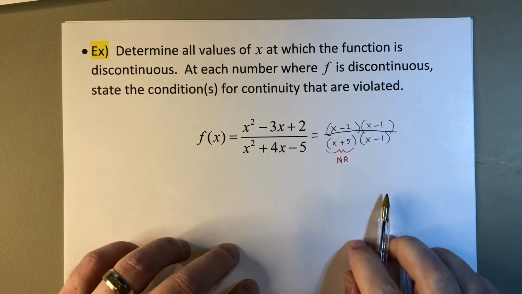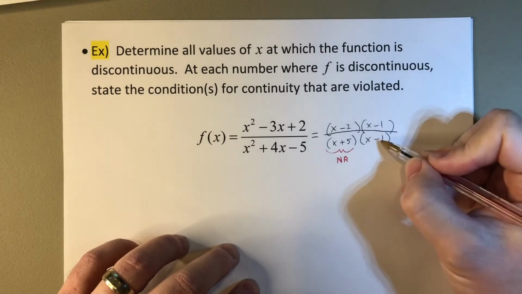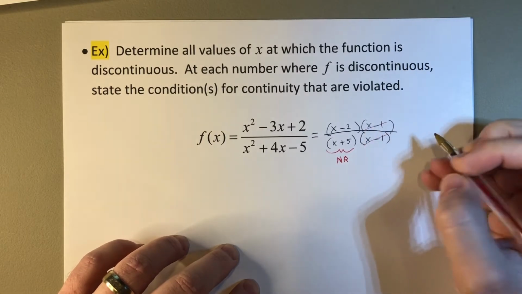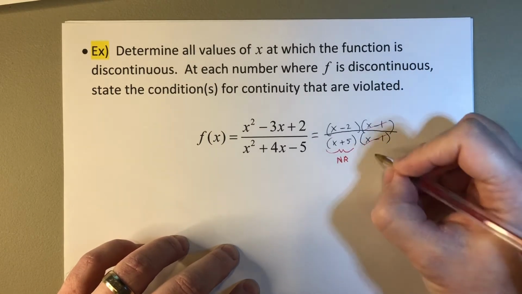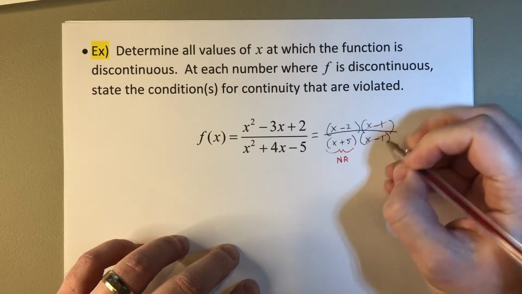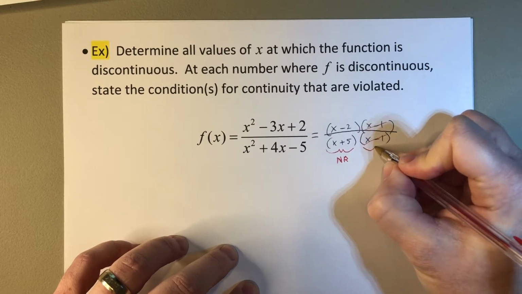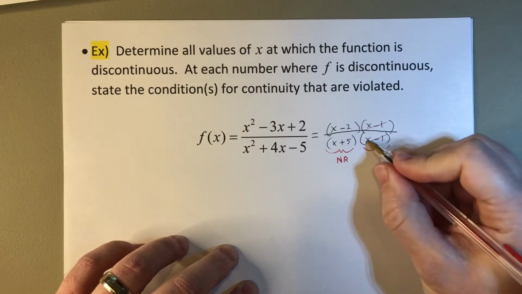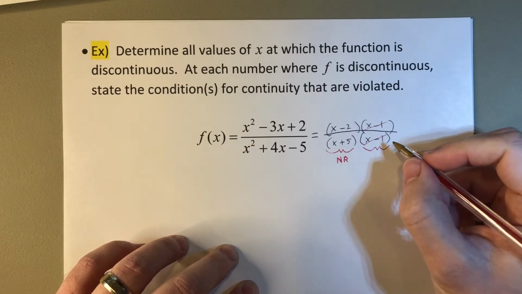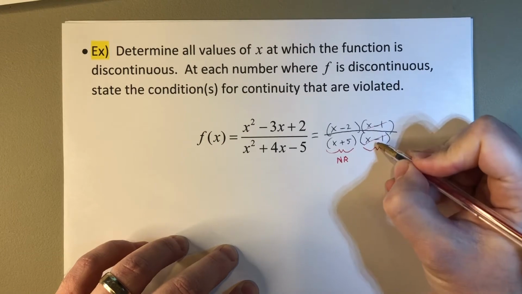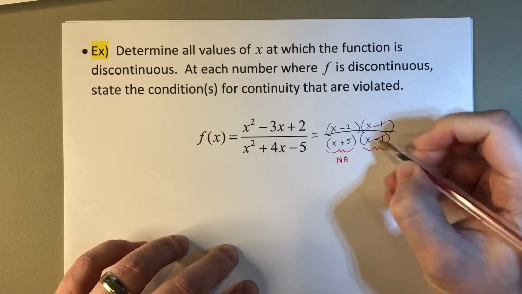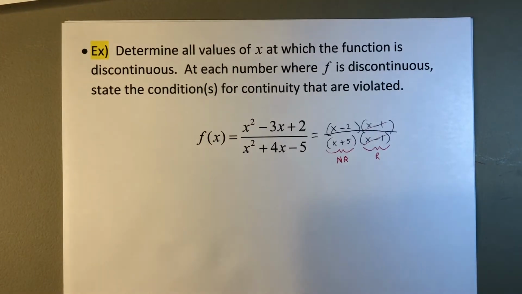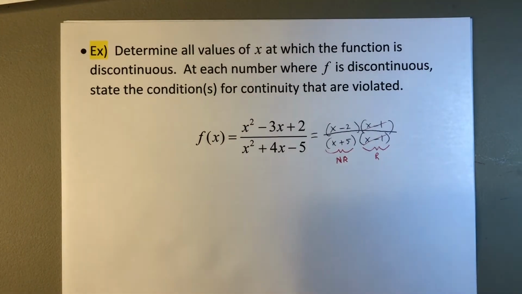Here we have two factors that repeat, which means we could cancel them out, but before we do that, we need to understand that x cannot be equal to 1. If x is equal to 1, then this whole thing is undefined, right? Because you'd have 0 in the denominator. So here's the deal. If a factor repeats on both the top and the bottom, it's called a removable discontinuity. Okay, so let's see what is going on here.